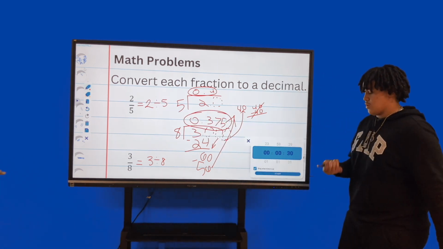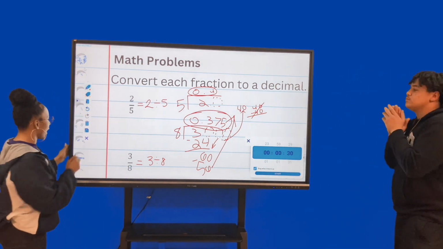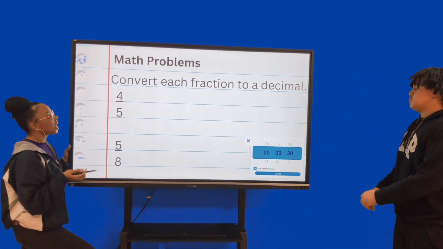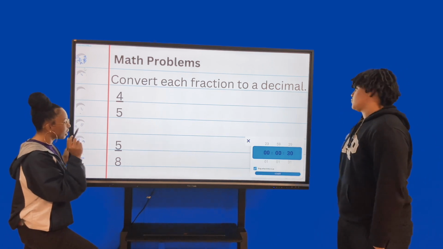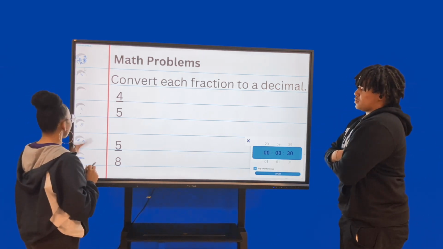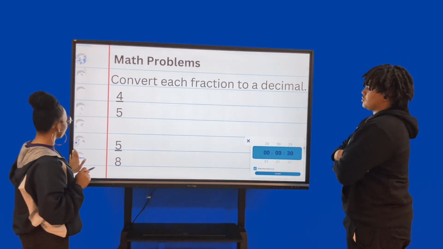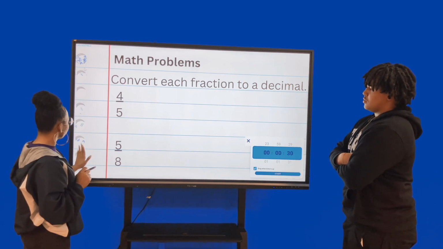Awesome job. All right, so we're going to give you guys 2 more to do, and then we will be done with math minutes for today. All right, so your next ones are going to be 4/5 and 5/8. So remember, you guys are going to set it up. 4/5 is the same as 4 divided by 5, and 5/8 is the same thing as 5 divided by 8.